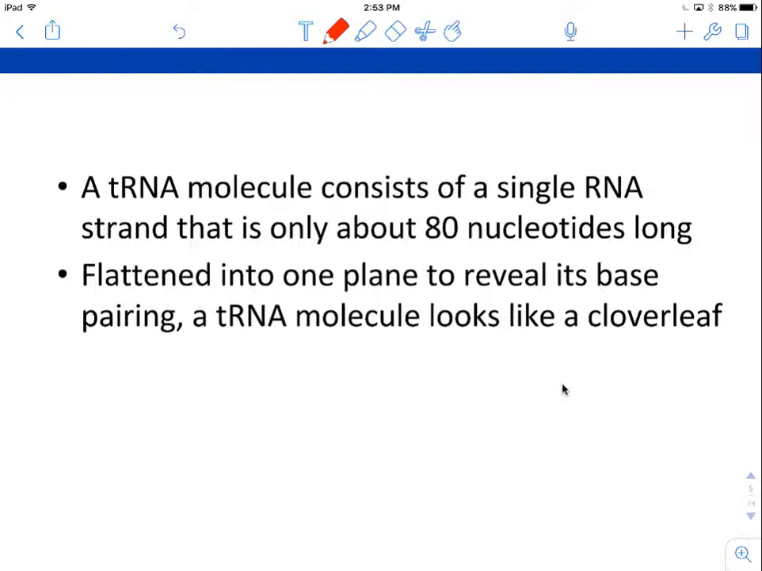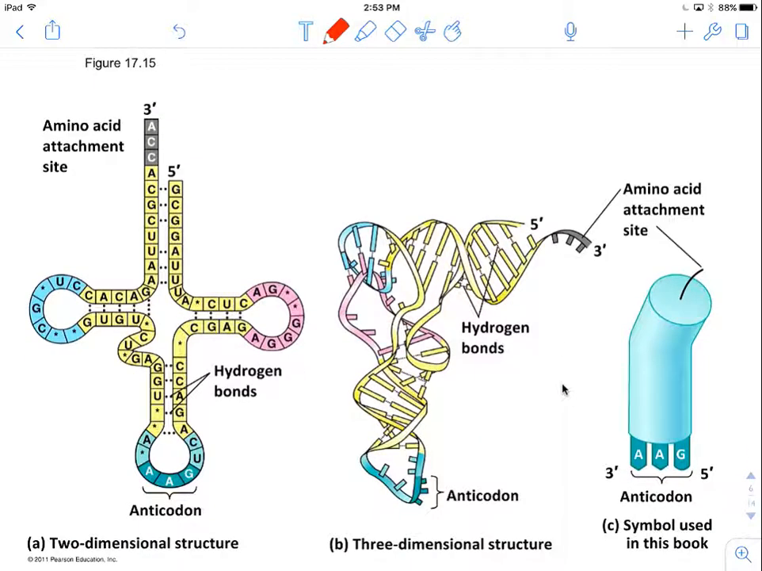tRNA is a single RNA strand that's only about 80 nucleotides long. And if you flatten it, we're going to look at the slide, it looks like a clover leaf, but it's actually kind of L-shaped. So here's a tRNA. This is that clover leaf I'm talking about when it gets flattened out.